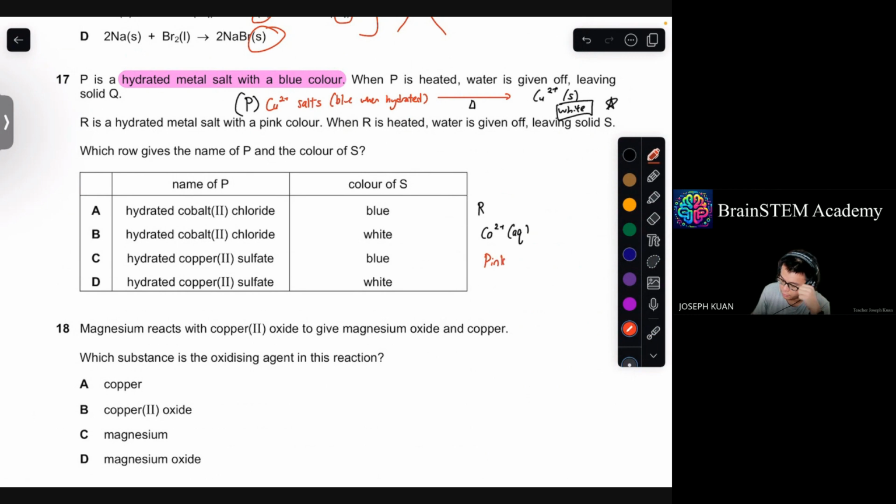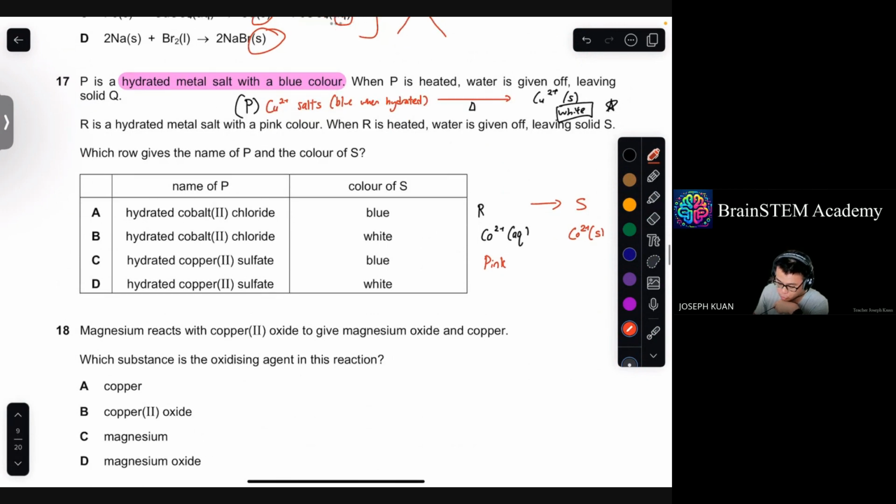Then when it changes to, well, when R is heated, water is given off, leaving solid S. So R changes to S, and that is actually what happens when cobalt 2 chloride turns into its anhydrous form. It is actually blue in color. Okay, so let's focus on the question.